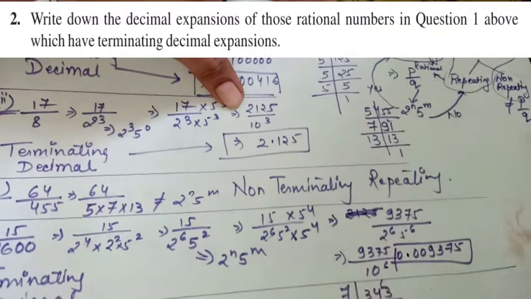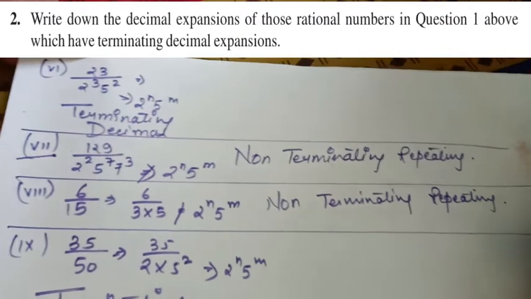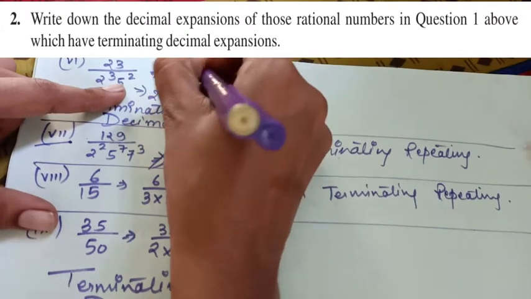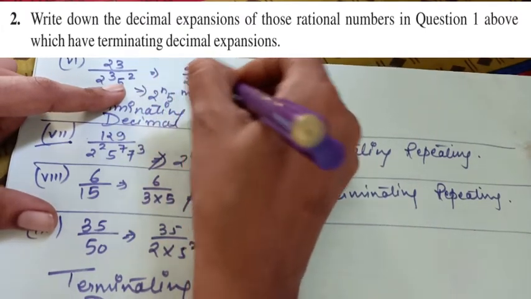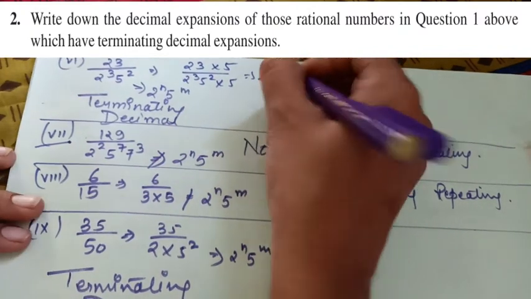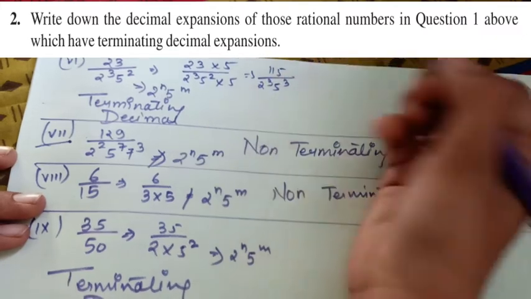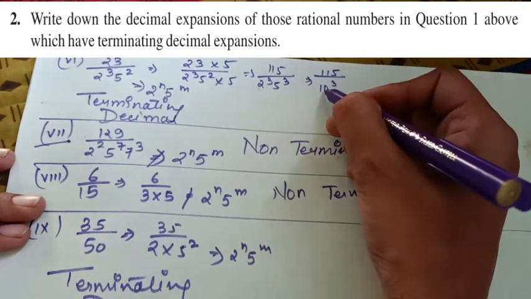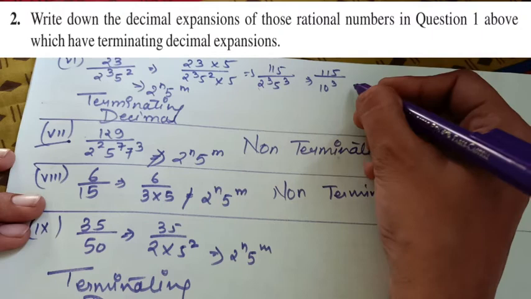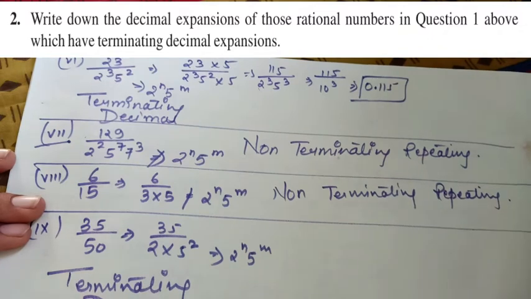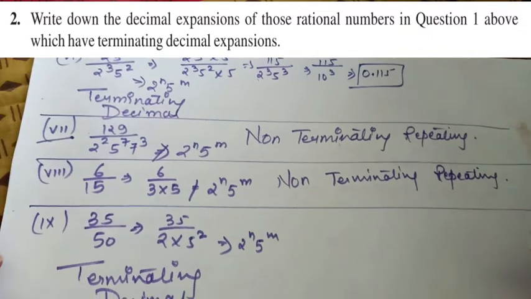The next one is again non-terminating. Moving to this sixth one, this is terminating: 2 to the power 3, 5 to the power 2. Only one 5 is missing. So we will multiply both denominator and numerator by 5, and hence we get 23 into 5, which is 115, over 2 to the power 3 and 5 to the power 3. This can be written as 115 over 10 to the power 3. Now from the back we'll put the decimal after 3 digits, since we have 10 to the power 3. So 0.115 will be the decimal expansion of 23 upon 2 to the power 3, 5 to the power 2.